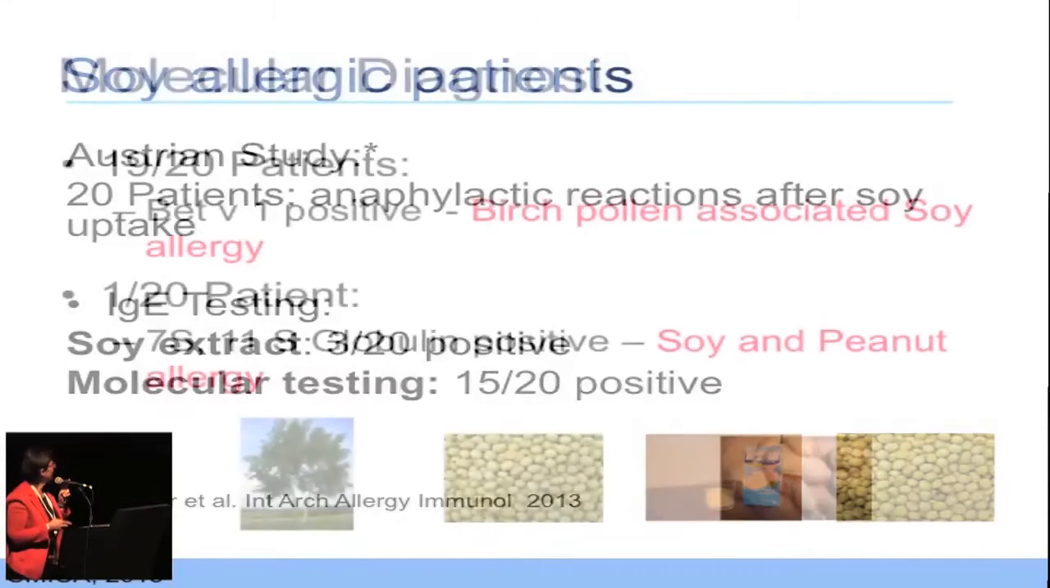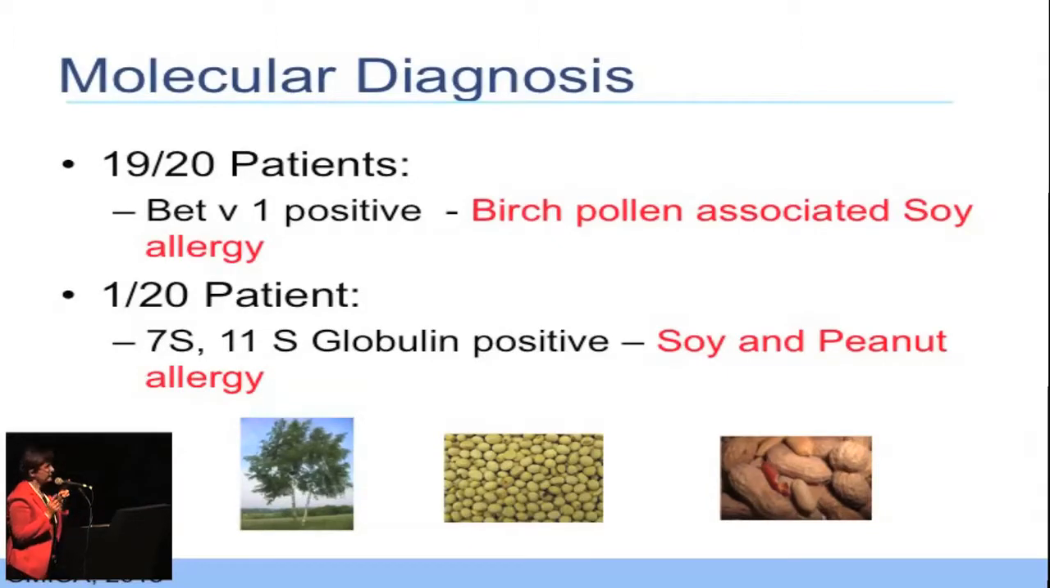So what was happening? Since Austria is located in the center of Europe, Central Europe, Middle Europe, we do have lots of birch trees around. And those patients were mostly birch pollen allergics, and they had a birch pollen associated soy allergy. So in this case, the Bet v 1 homologue was the culprit allergen. We could see the IgE sensitization nicely.